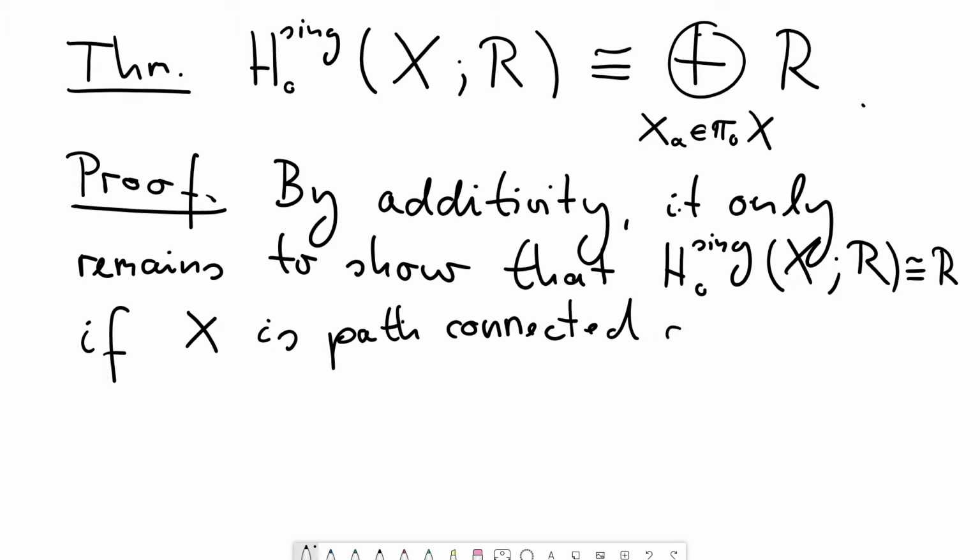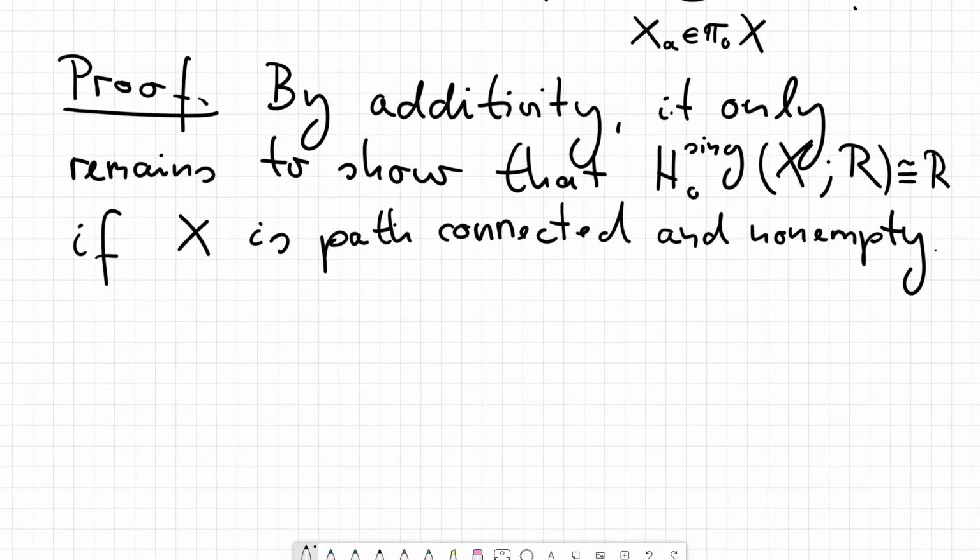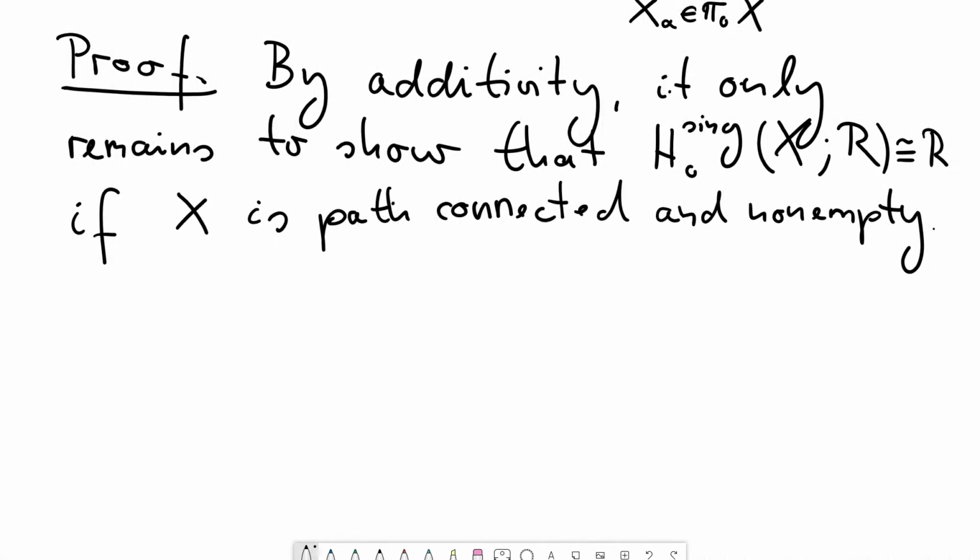So if X is path connected and non-empty. Yeah, because we already know that the homology of an empty space is just trivial in all degrees. Right. So this is what we want to assume now. X is path connected and non-empty. And to see that then the homology is just R, we now introduce a certain homomorphism. So let's write this as a definition. This homomorphism is called the augmentation homomorphism.